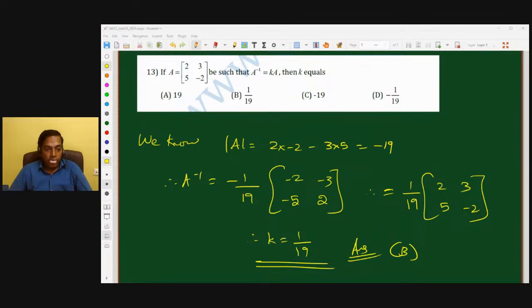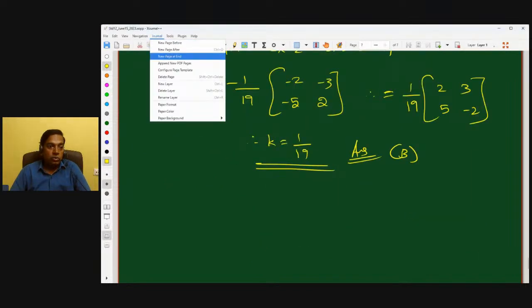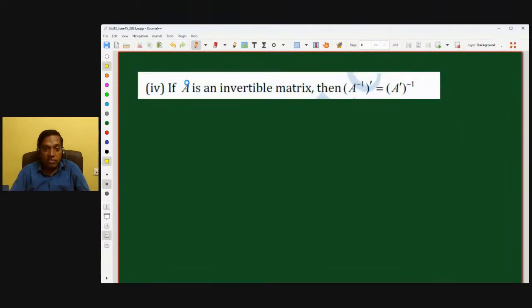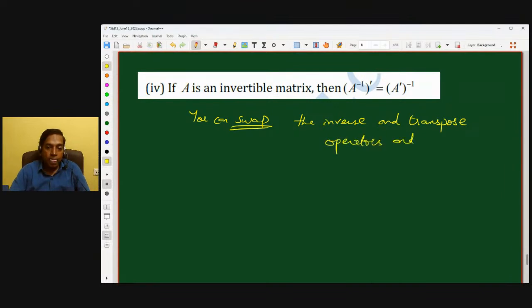The next question asks you what is the inverse of a skew symmetric matrix. But before that, I want to prove one statement, which is a very important statement. If A is an invertible matrix, that means A inverse exists, then A inverse transpose is A transpose inverse. A very important idea that you can swap the transpose and inverse operators and will get the same result if you're doing both operations on a matrix.